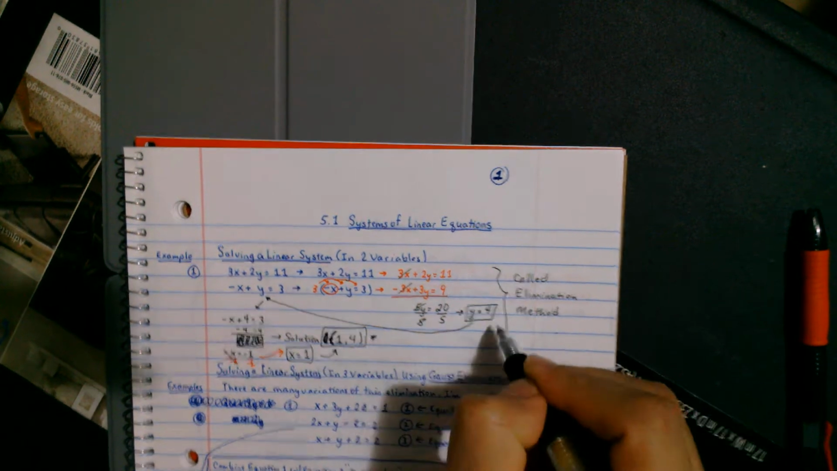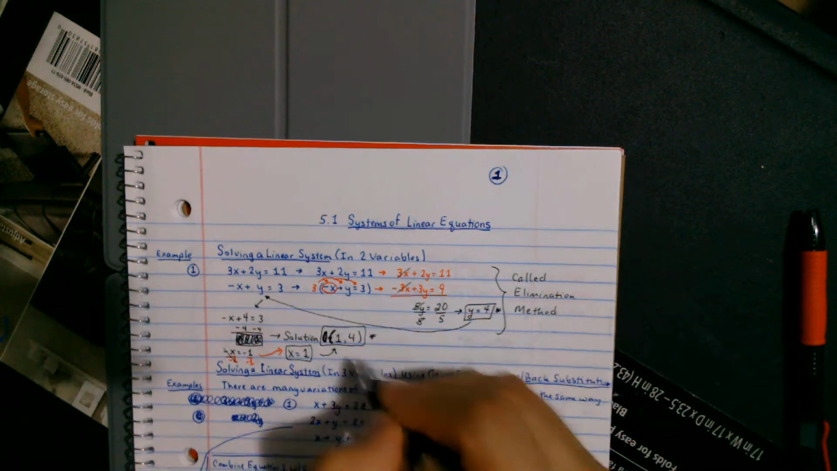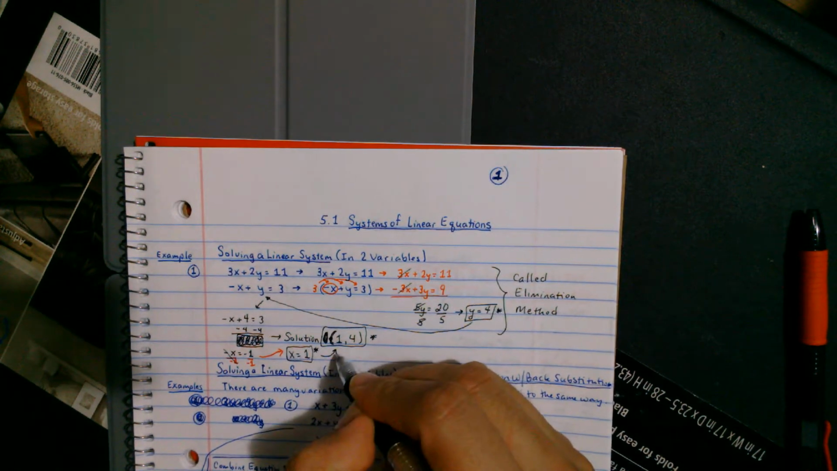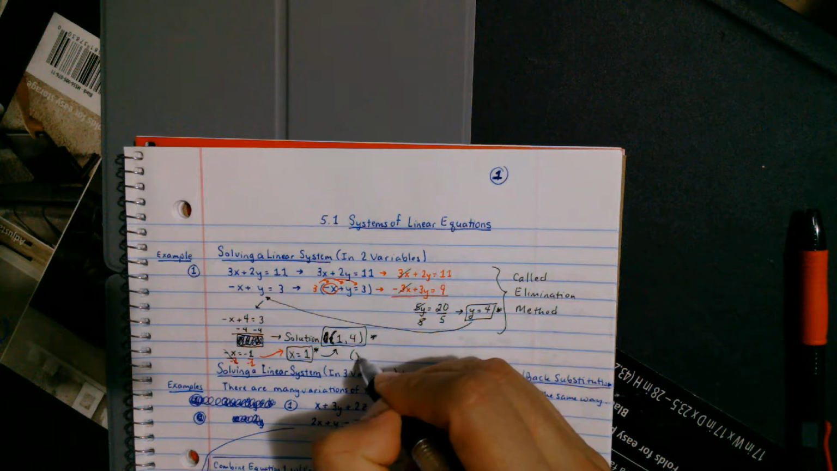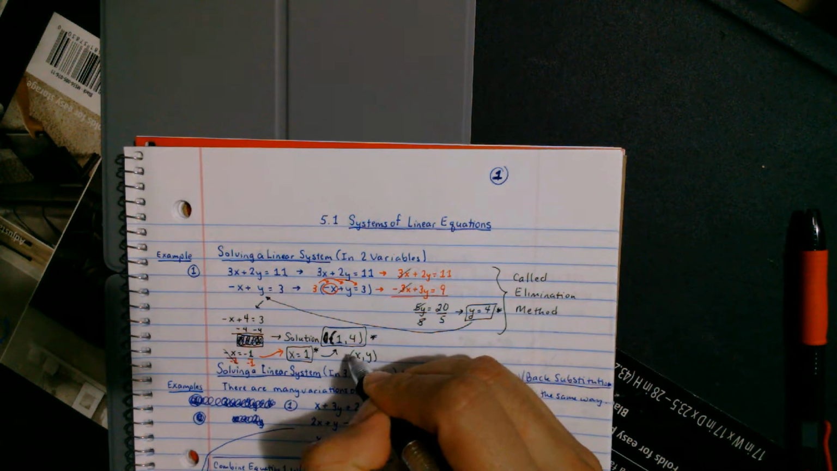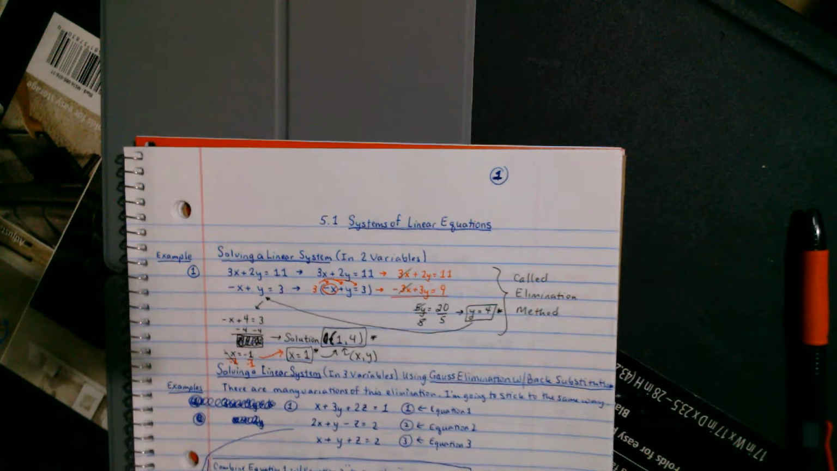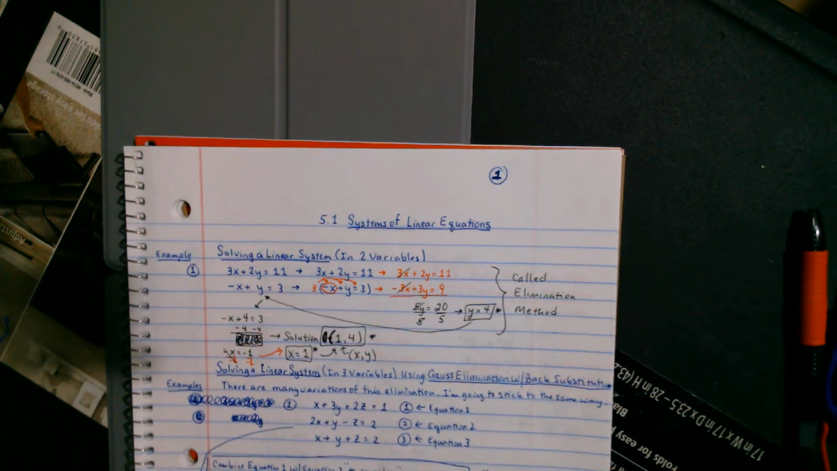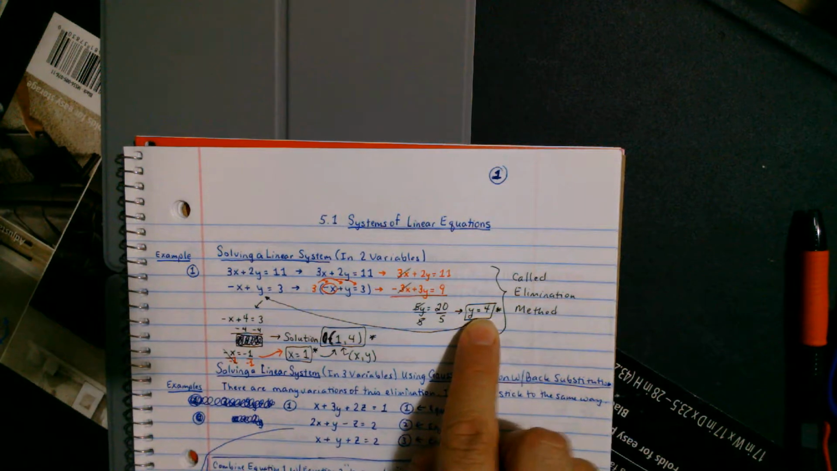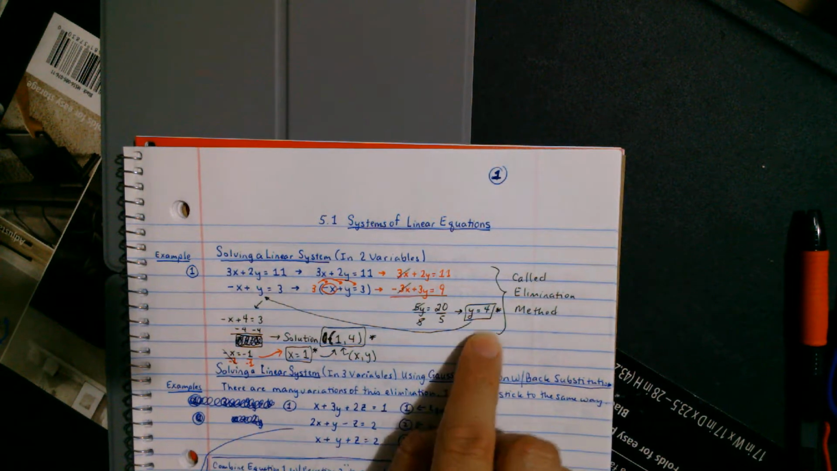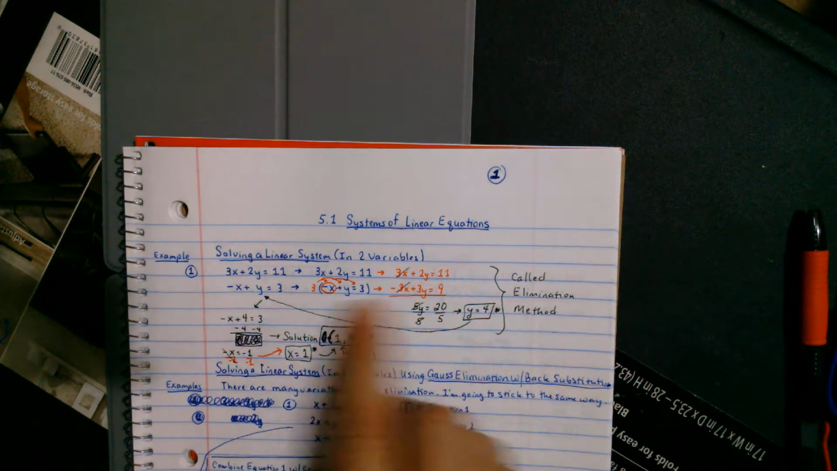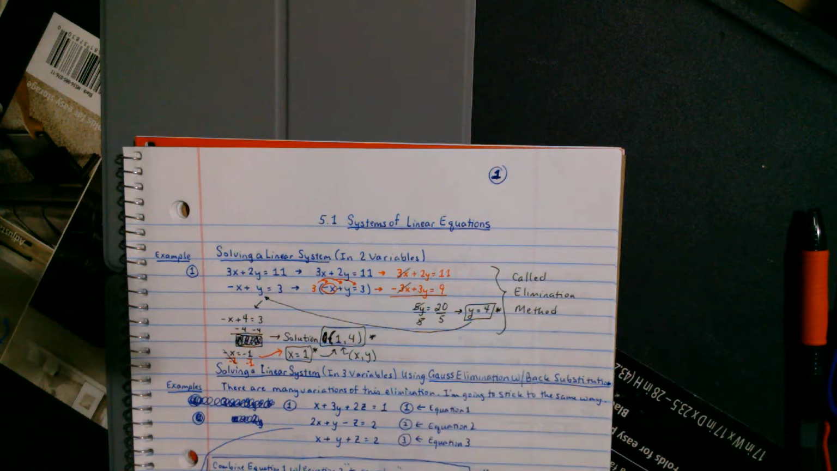So now I have the y value and the x value. So the solution is an ordered pair. So the answer is 1 for x, 4 for y. And that's essentially how you solve a linear system using what's called the elimination method. Eliminate a variable, take one of the answers, and substitute it back in. So it's actually called elimination.